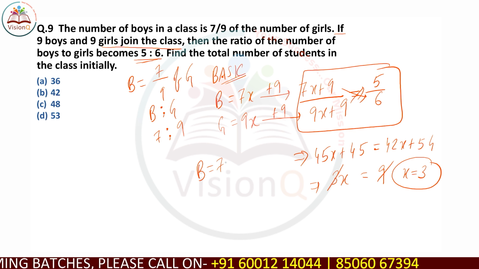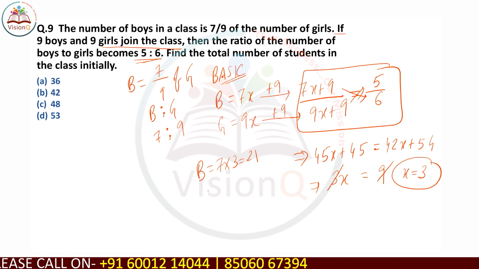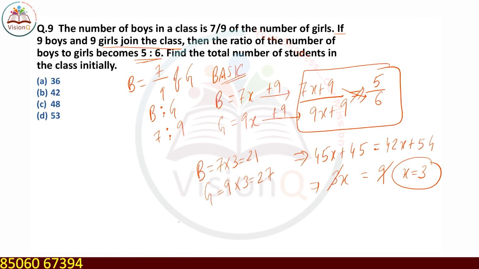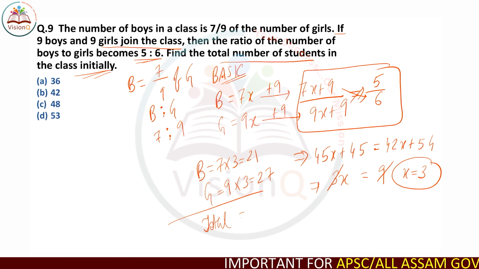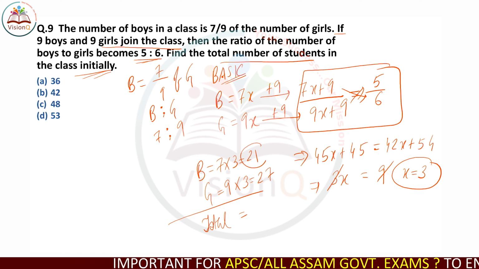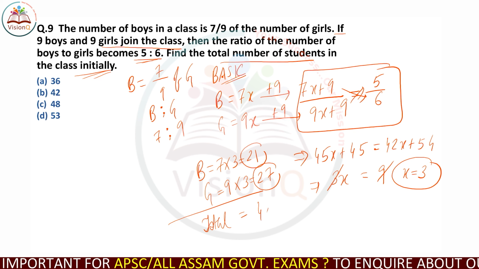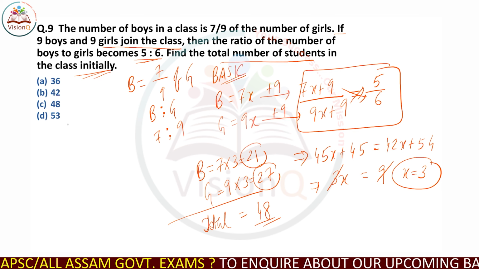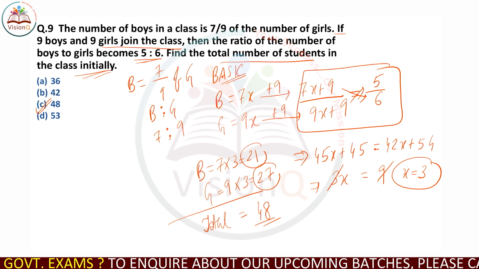7 into 3, which is 21. And number of girls, 9 into 3, which is 27. It is asked to find out the total number of students in the class initially. Total number of students in the class will be boys plus girls. So 21 plus 27 becomes 48. So the right answer of this question number 9 is option number C, 48.